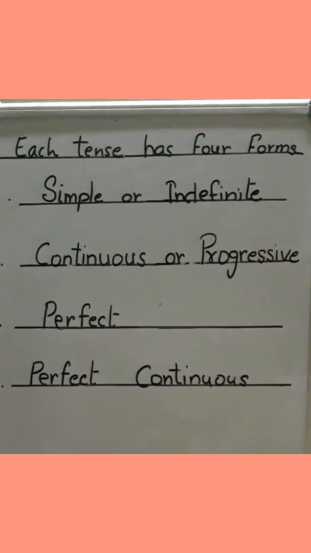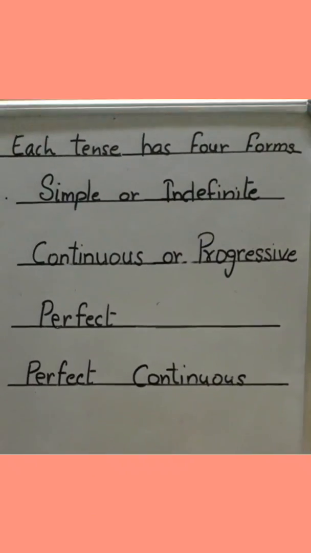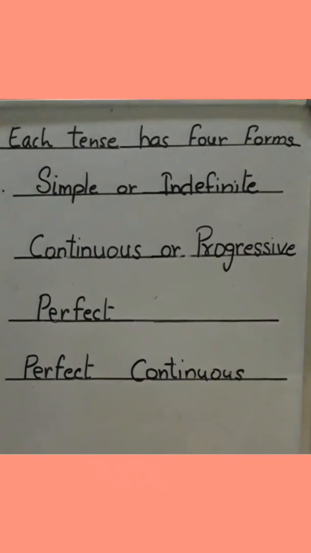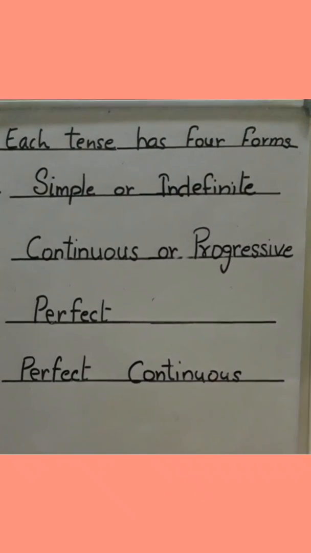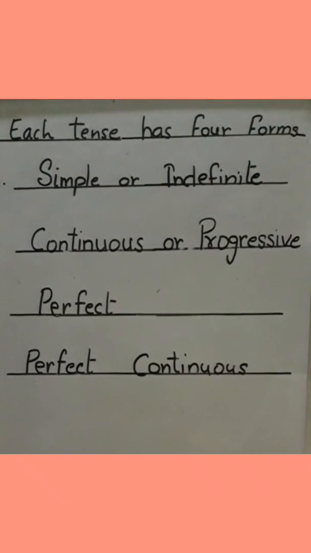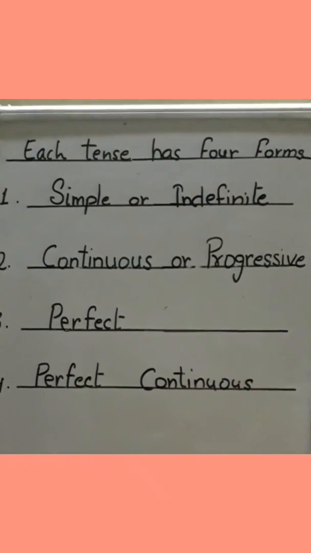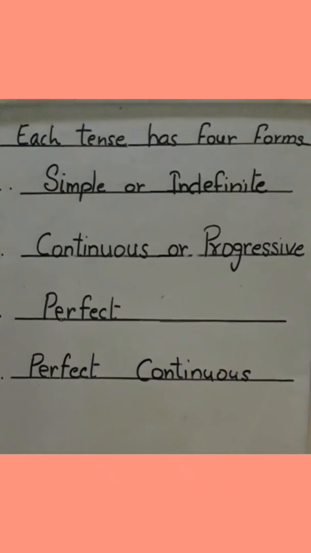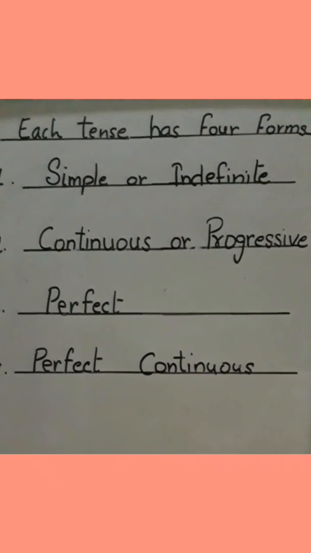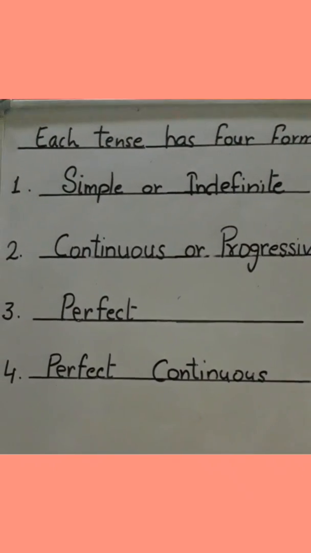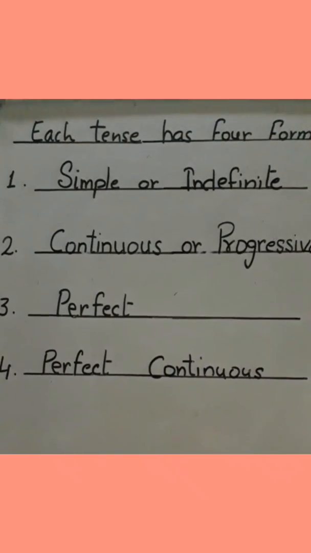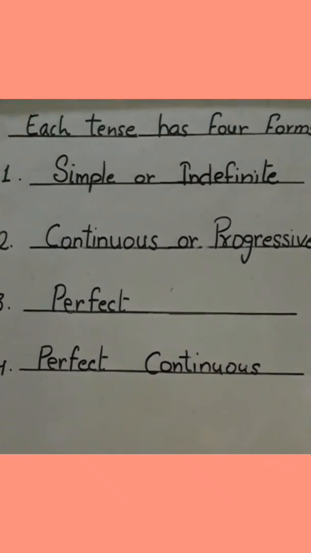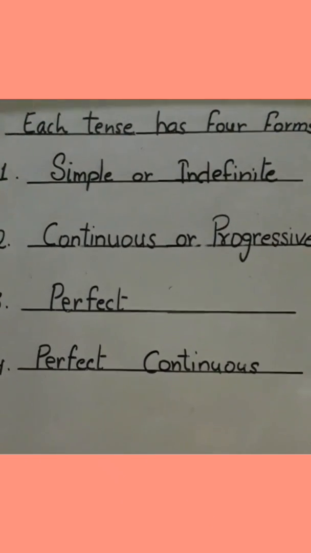Second is continuous or progressive. It indicates that an action is in progress at a given time and is incomplete at the point of reference. Third is perfect, which indicates that the action is complete. And fourth is perfect continuous. It indicates that an action has been in progress for a period of time.